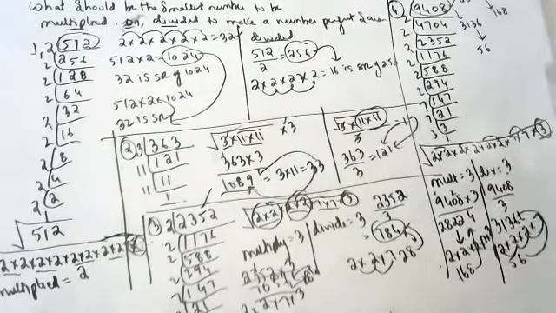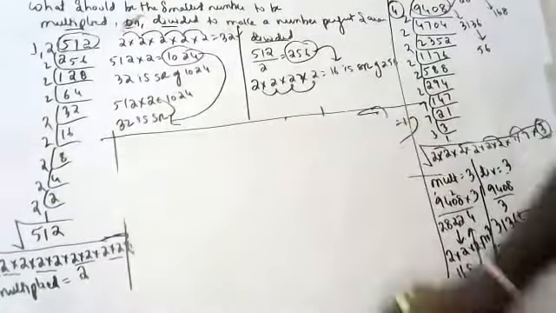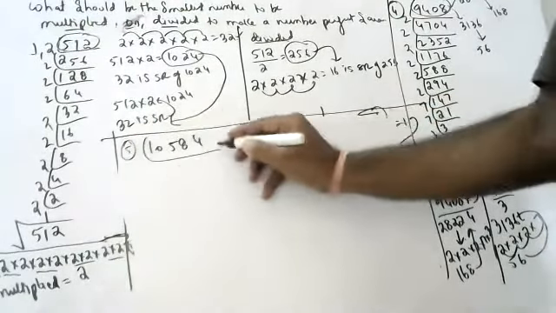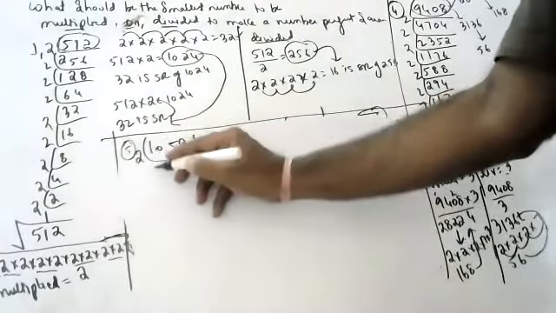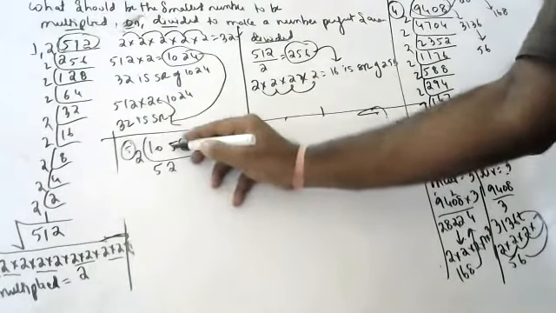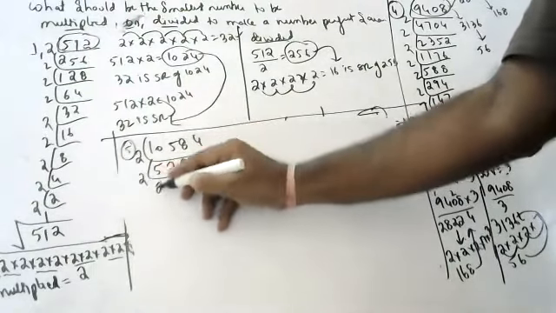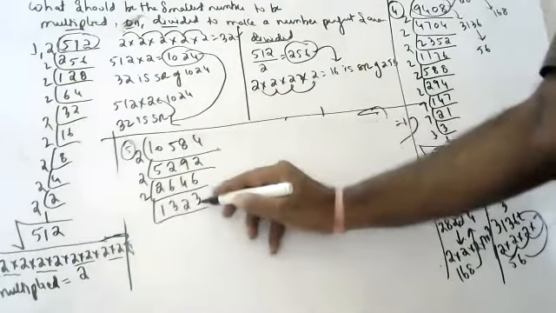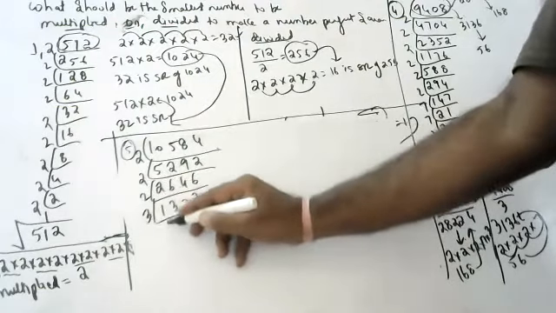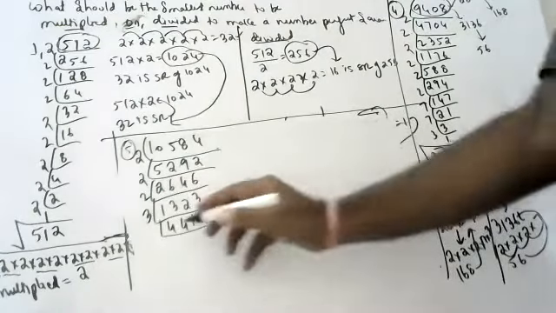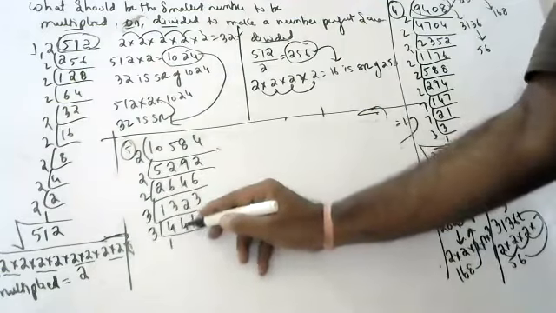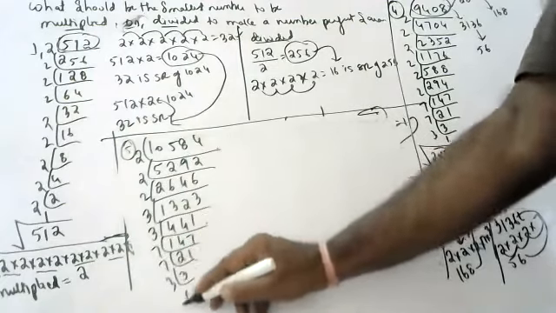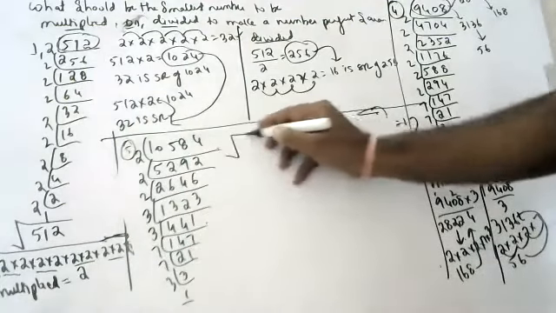10584. One more sum. 10584. Yeah, Surya, tell. 2 5s are 10, 2 2s are... 2 6s are 12... 3 1s are 3, 3 7s are 21... 7 3s are 21, 3 3s are 9. So what is there inside the square root?